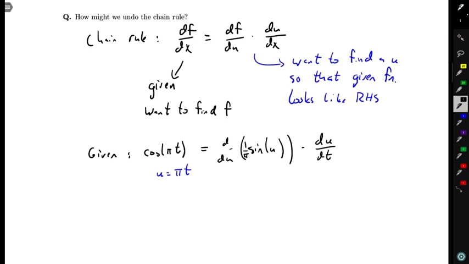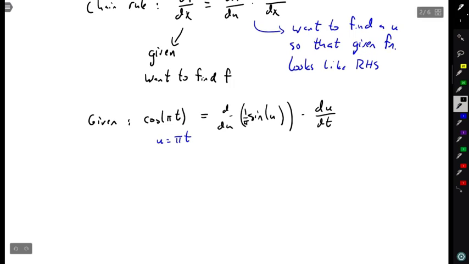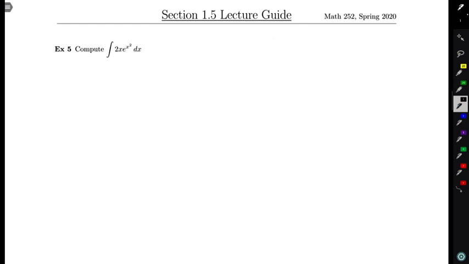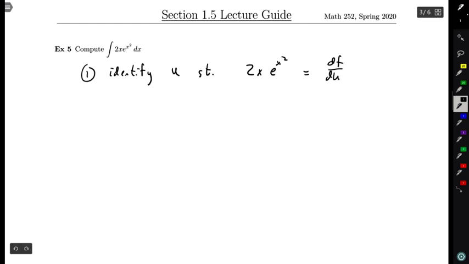Let's go ahead and see another example in order to clarify some of this concept. So here we want to compute the integral of 2x e to the x squared dx. So step 1, we want to identify a u, so that 2x e to the x squared equals df du, the derivative of something with respect to u, times the derivative of u with respect to x.